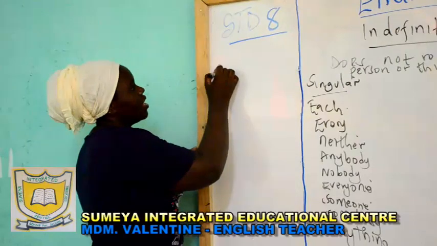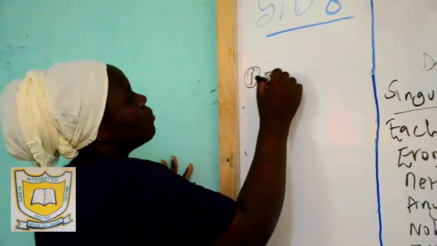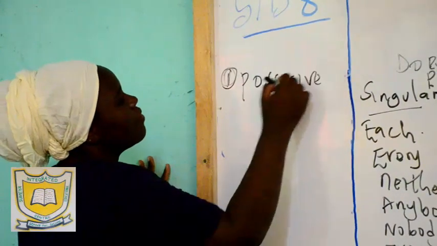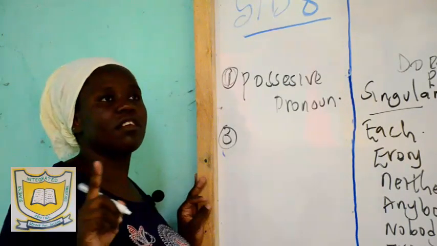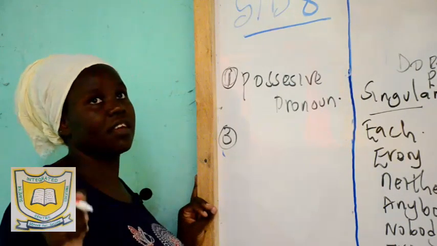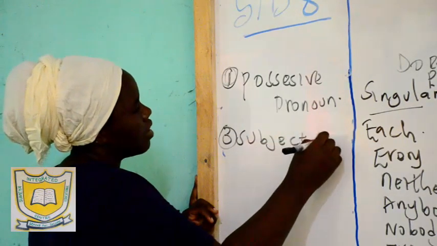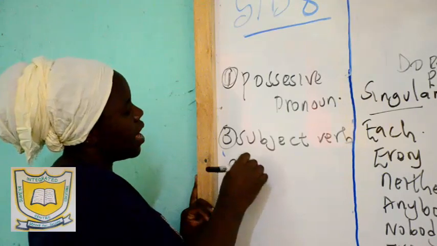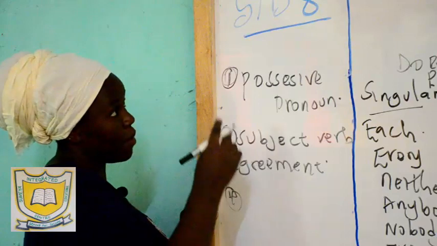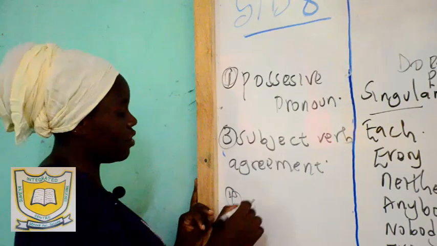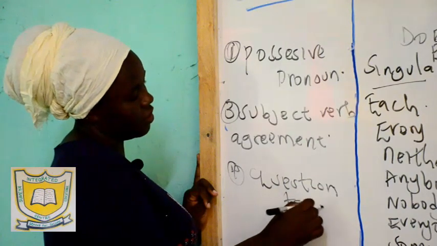Now, when you come to indefinite pronouns, we are going to talk about them in three categories. One category is that indefinite pronouns should agree with their possessive pronouns. And then we are also going to talk about indefinite pronouns agreeing with a verb in a sentence: subject-verb agreement. And then we are also going to talk about indefinite pronouns when they appear in question tags.